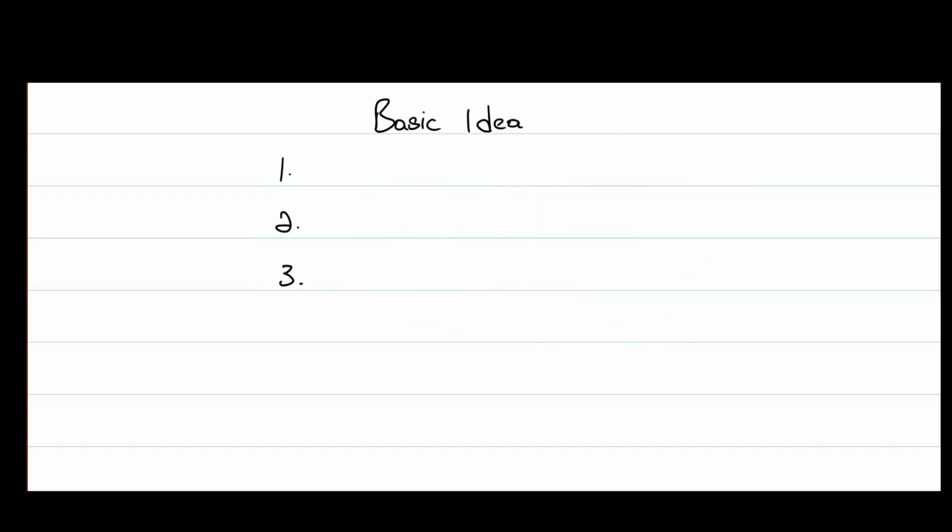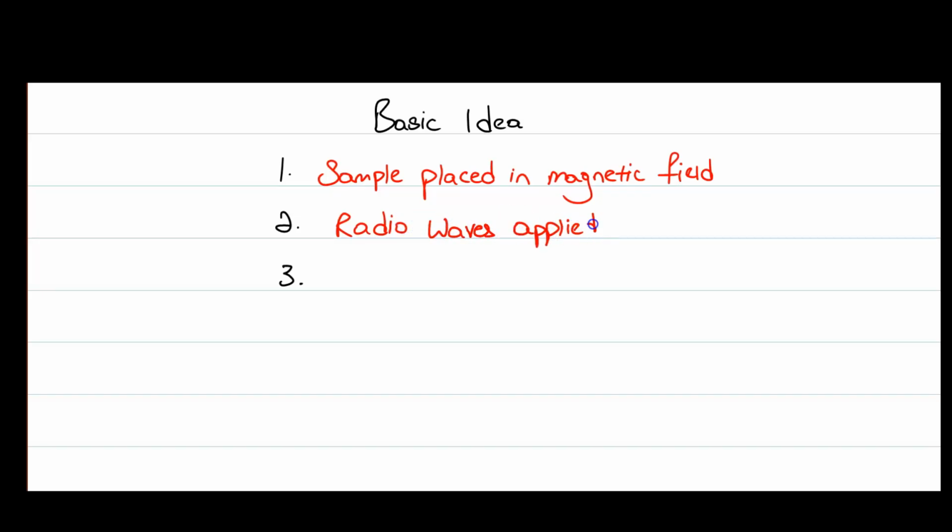Here are the three basic ideas of NMR. In an NMR experiment, the sample is placed in a strong magnetic field. Next, radio waves are directed at the sample. Lastly, when the conditions are right, hydrogen nuclei absorb this energy.